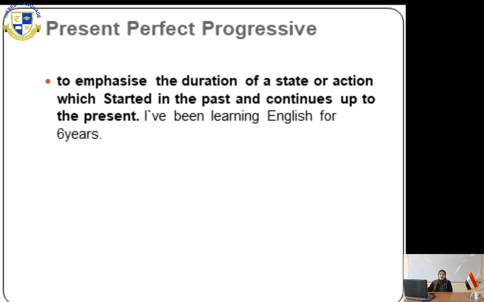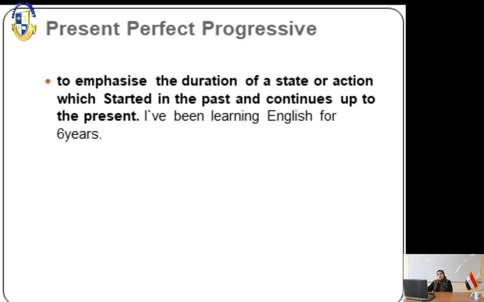For example, I have been learning English for 6 years. Why here are we using present perfect progressive? Because we have the time mentioned. The stress, the main focus of the sentence is on for 6 years.